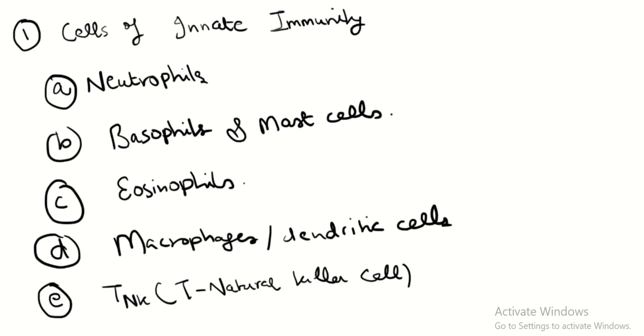So remember, we divided immunity up into innate and adaptive, and the adaptive we further subdivided into humoral and cell mediated. But today in this video we'll talk about the innate immunity cells. So there's five of them. There's neutrophils, there's basophils and mast cells, there's eosinophils, there's macrophages and dendritic cells, and there's natural killer cells. So we'll try to work through each of them individually so that we have a better understanding of those cells.